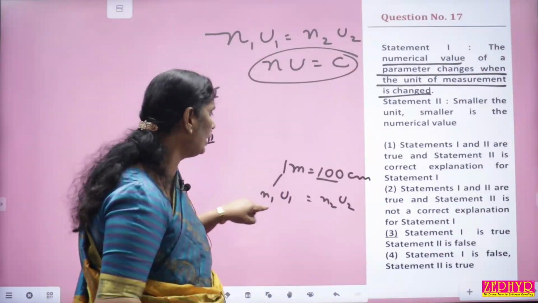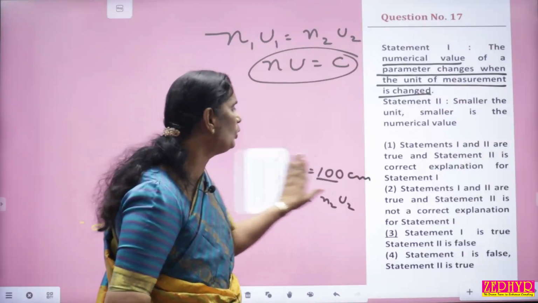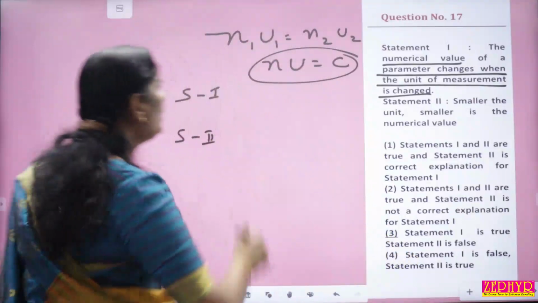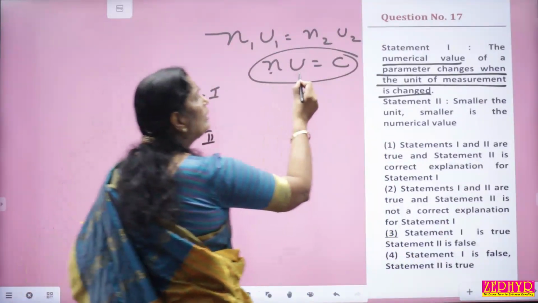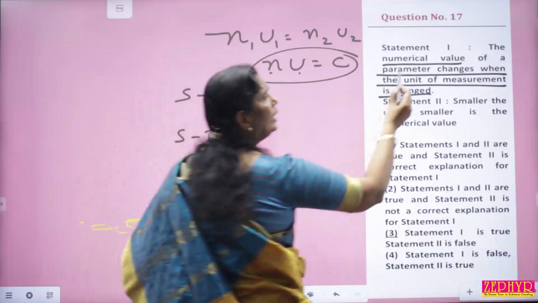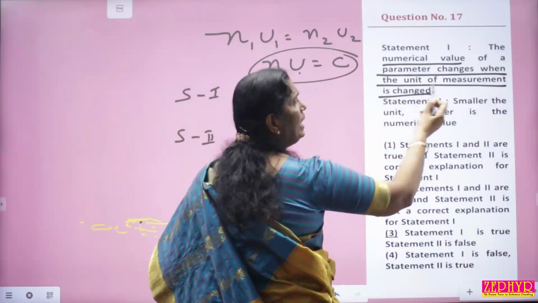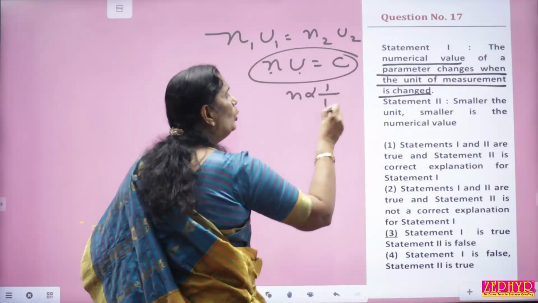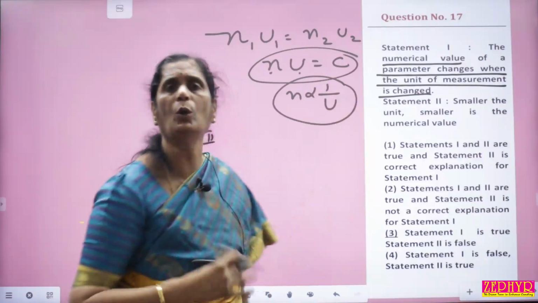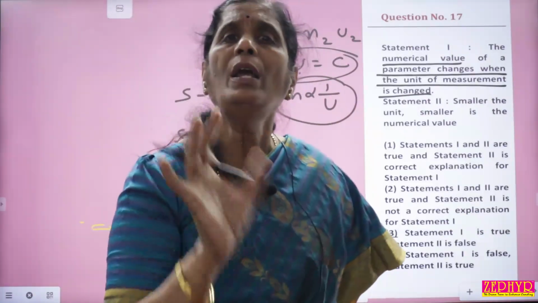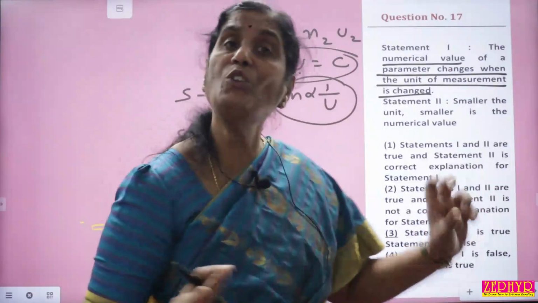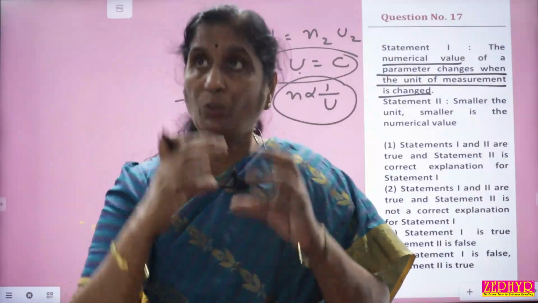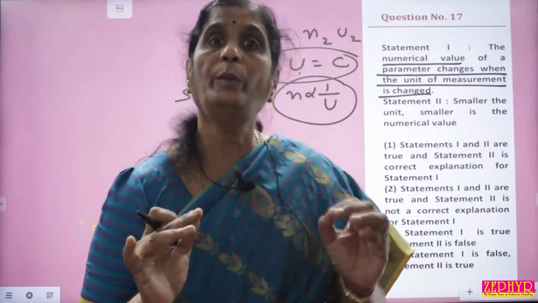It may be any system. n into u is always constant. This is called the numerical value and this is called the unit. They are telling that the numerical value changes with the unit of measurement. Correct, n is proportional to 1 by u. If the unit is too small, the numerical value will be more. Centimeter is small, so the value is 100. Meter is large, so the value is 1. If the unit is large, the numerical value will be less.